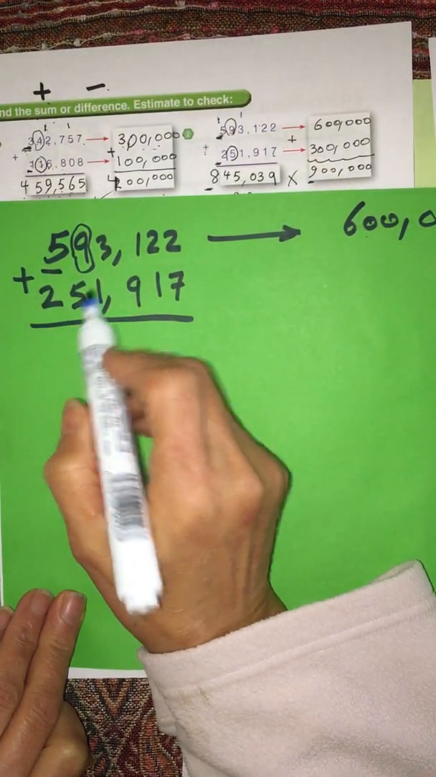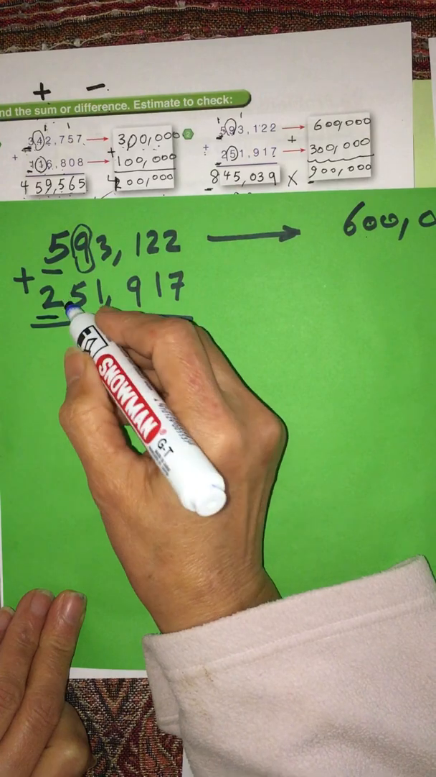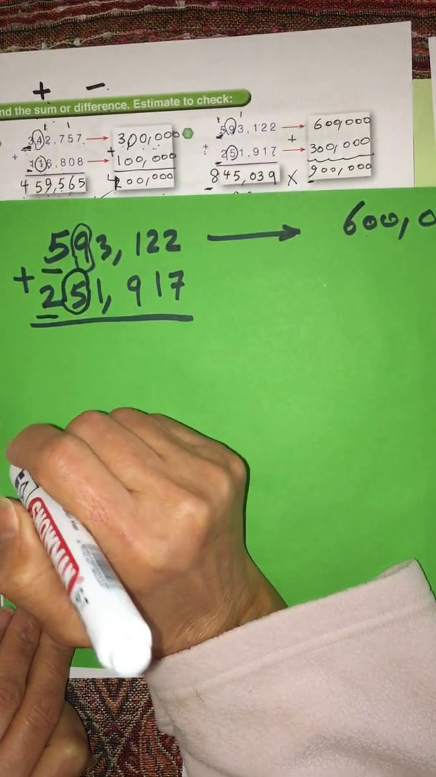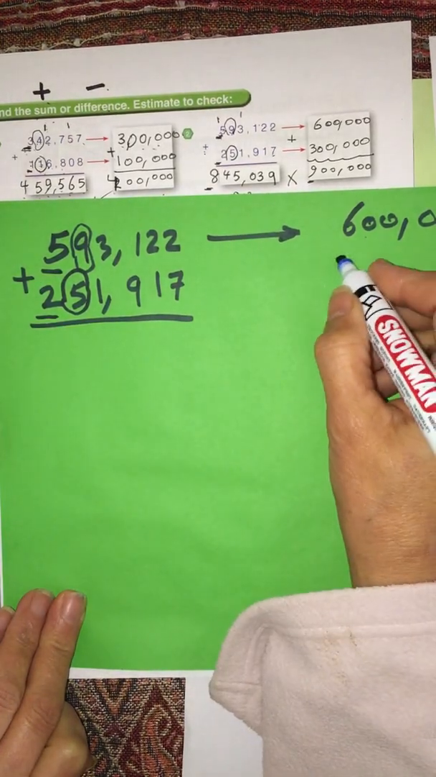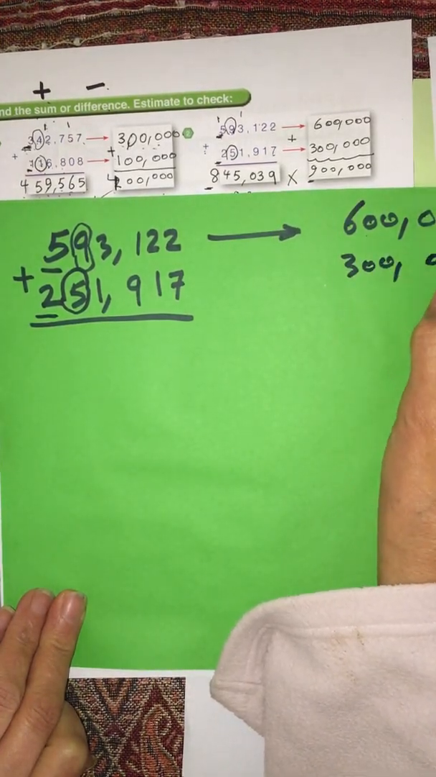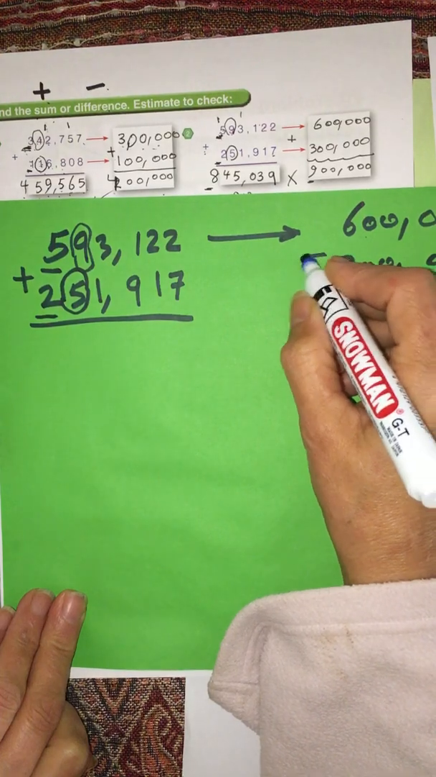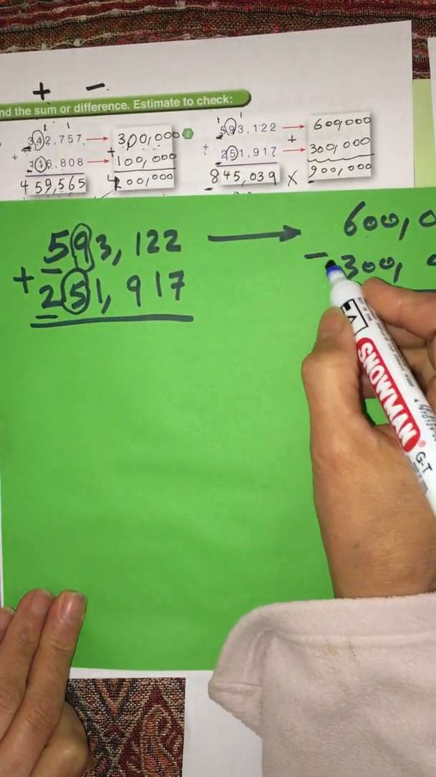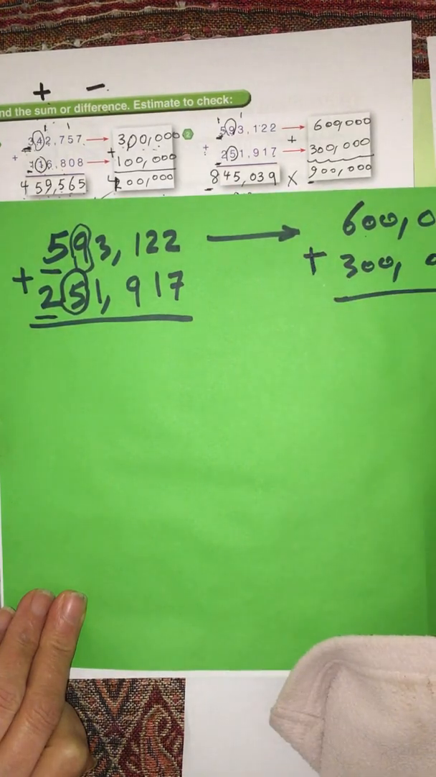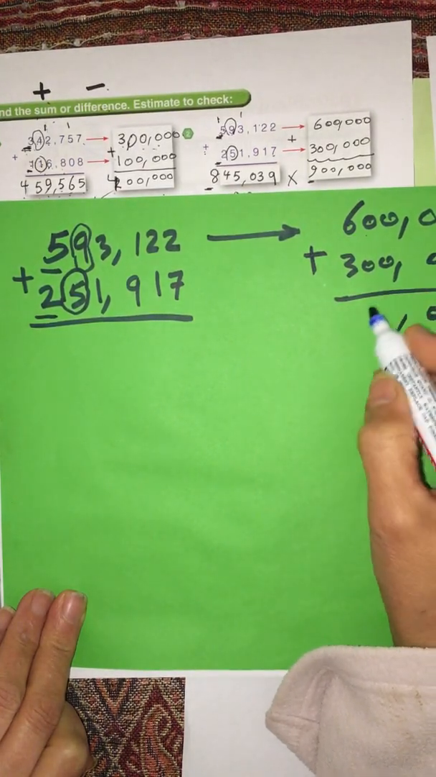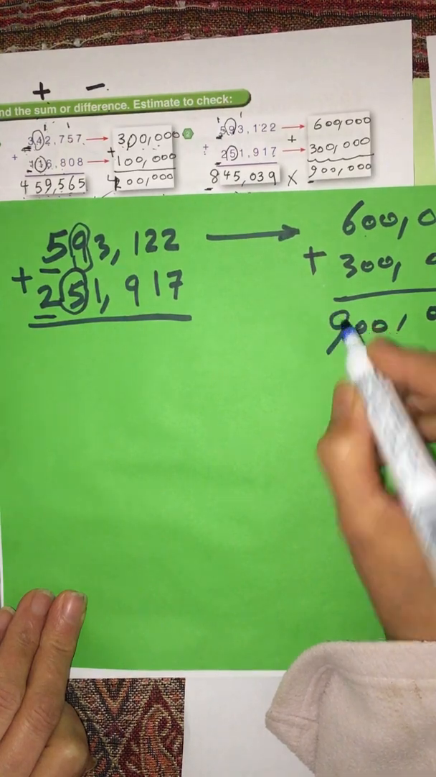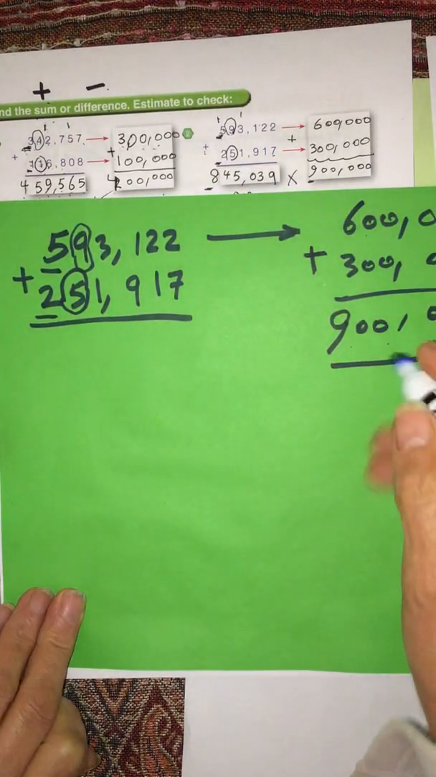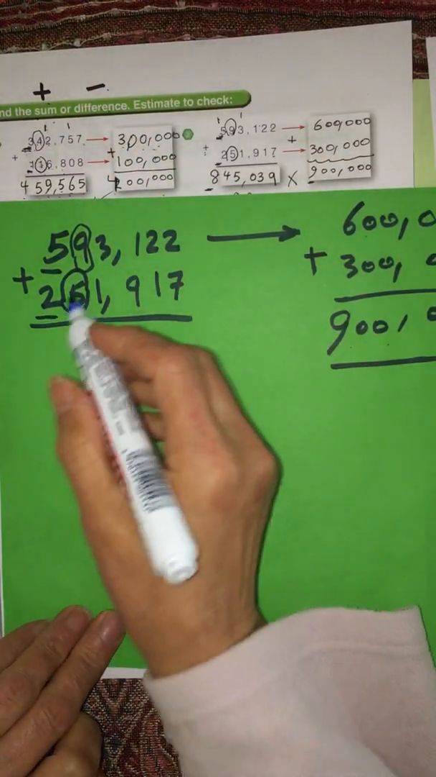Now 251, underline the 200,000, circle the 10,000. The 5 will give the 2 so it will become 300,000. Now what we are going to do, we are going to subtract or add. No, sorry, we are going to add again. We are going to add 3 zeros, okay, 2 zeros and 9. Okay, this is the estimation, 900,000. This is the sum.